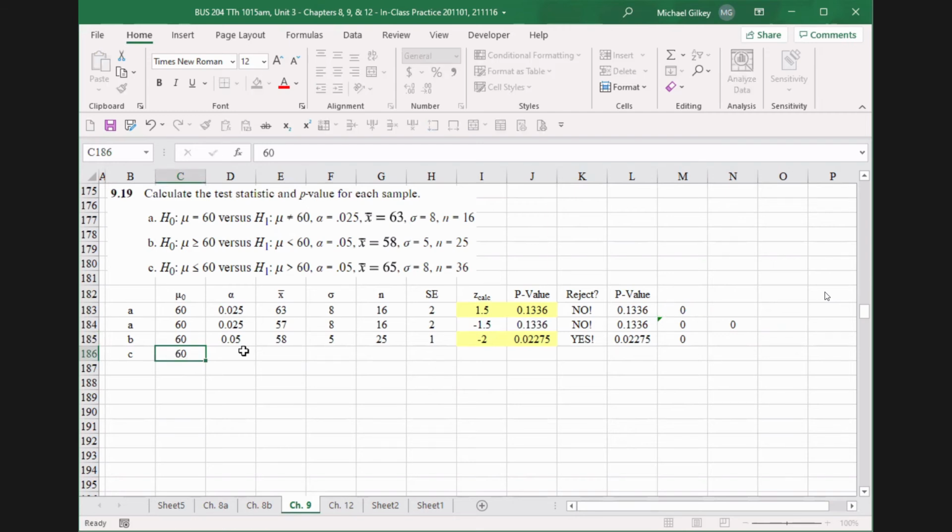So we've got a hypothesized value of 60. We've got an alpha, again, of 0.05. Now we've got a sample mean of 65, and our population standard deviation is 8, and our sample size is 36, which, can anybody do that math? About 1.3. Yeah, it's 1 1/3.